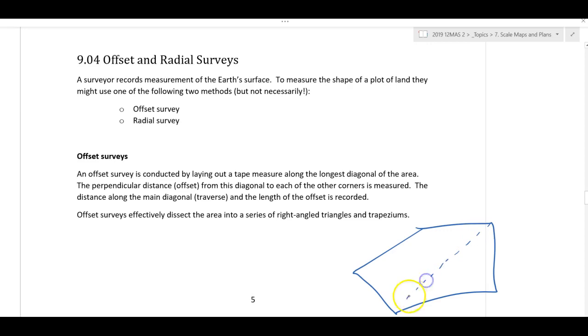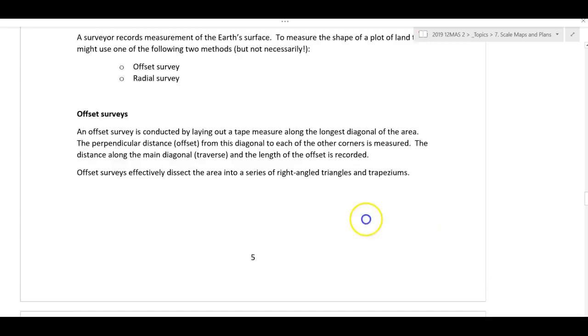It might be here. And then I measure the perpendicular distance from that tape measure to each of the other corners. So that's going to be this distance here, and this distance here, so that they're all perpendicular distances. Collecting that information will break my area up into a series of triangles and trapezia, and I can fairly well do calculations with those sorts of things. So let's move along to an example.